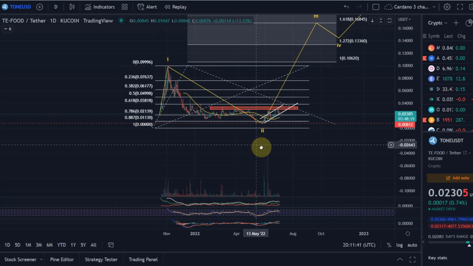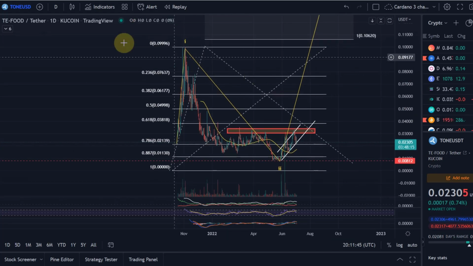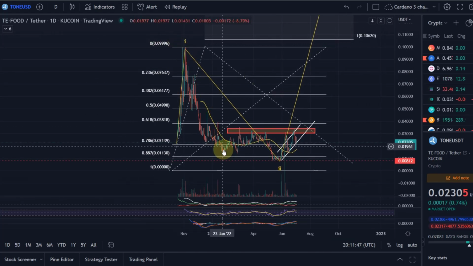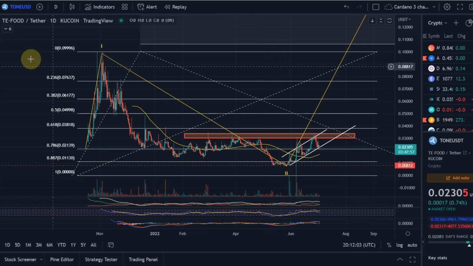Now, wave 2, could it be complete already? I would say so. We would count this as an A, B, C wave, an ABC pattern. There are different ways of counting this. But what is relevant is that this here was a double bottom. We've certainly come into critical areas for a trend reversal here, just below the 88.7% Fibonacci retracement level.